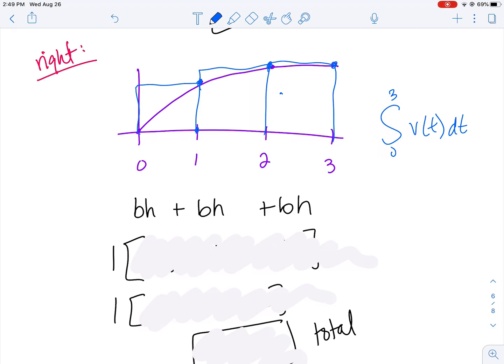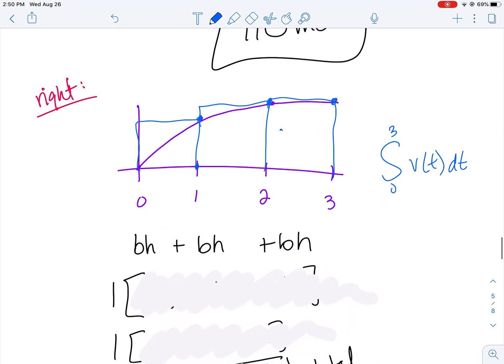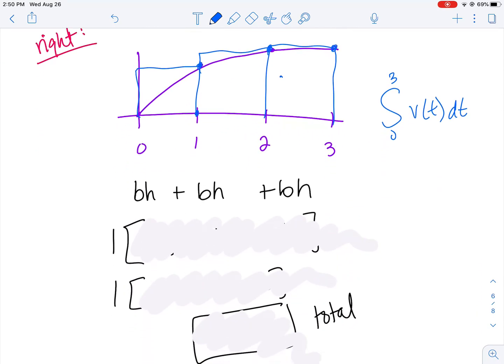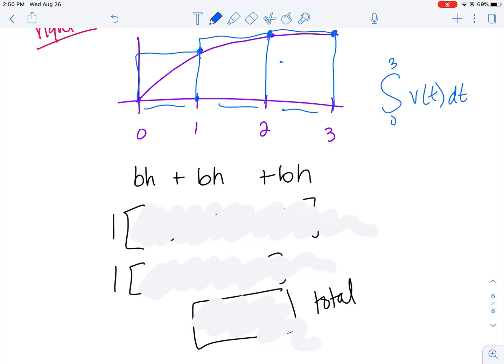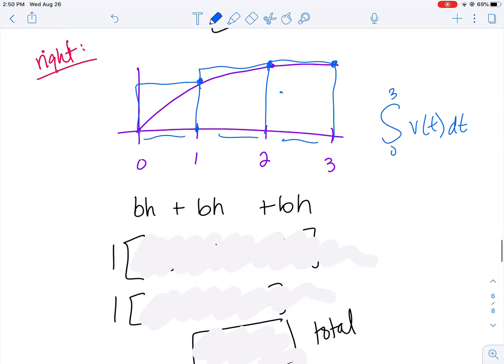So when I find my answer, my distance is going to be an overestimate. So we can kind of pick something in between my underestimate and overestimate. My bases are still all going to be 1, right? And so 1 would be the base of all my rectangles. Now I need to find the heights.